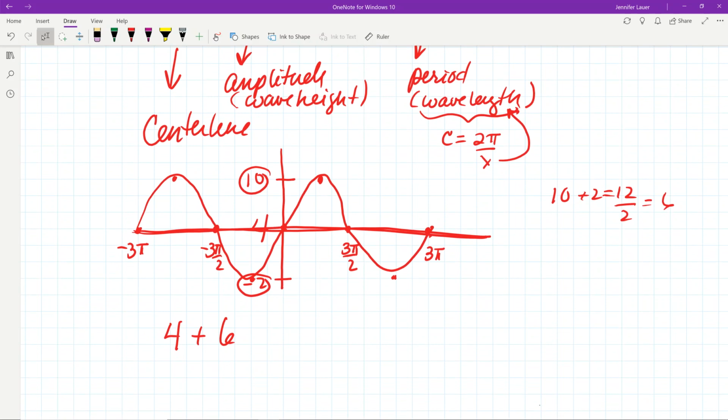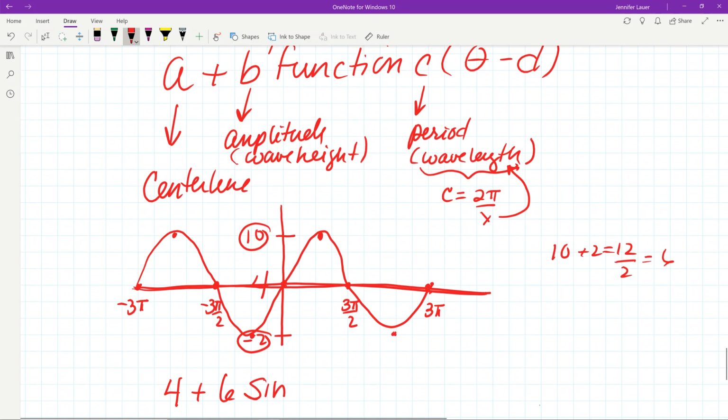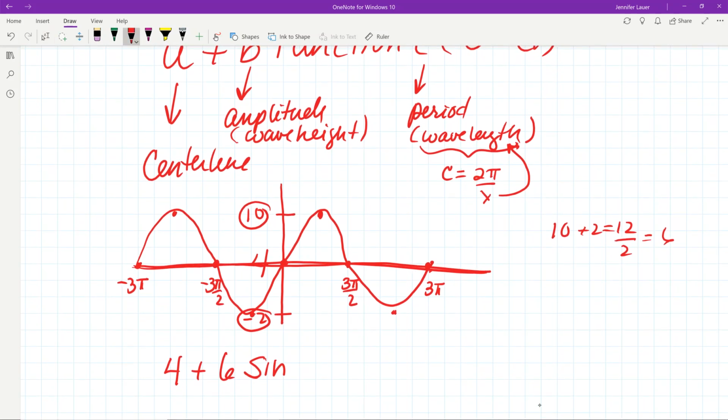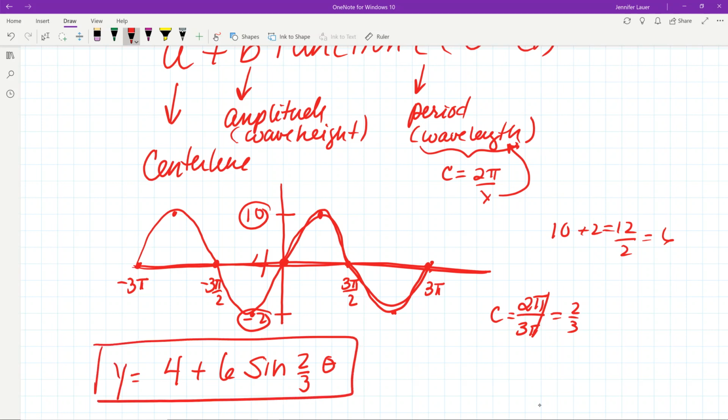Now I have to figure out what function they're asking. If you look at the problem, it says write the equation of problem 10 as a sine function. So I'm going to put in sine as my function. And now I have to figure out my wavelength. My one full sine curve goes from 0 to 3 pi. So C is going to be equal to 2 pi over 3 pi, which of course reduces to 2/3. And then we're asking ourselves, is it shifted off the x-axis? It's not. It started right where it's supposed to be, so I can just put my theta. So that is going to be your answer right there.